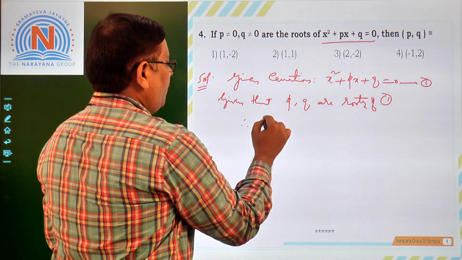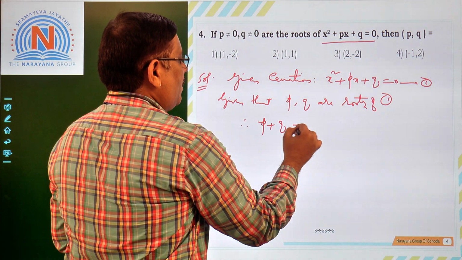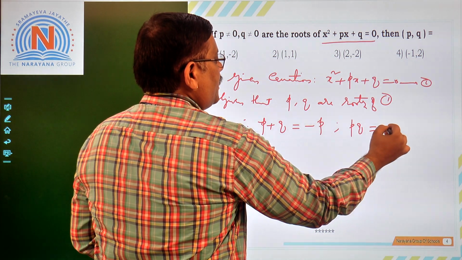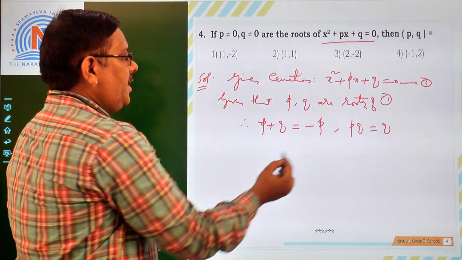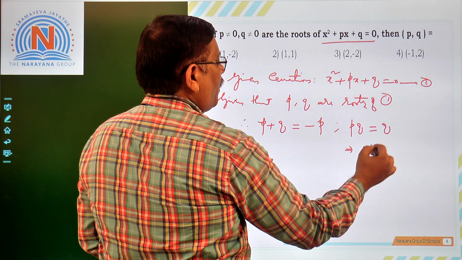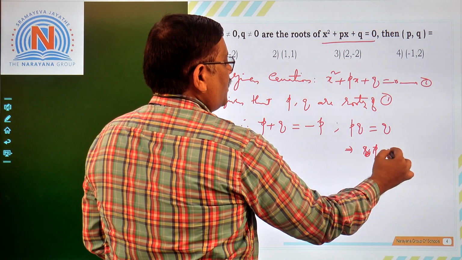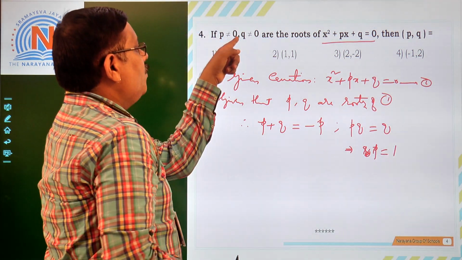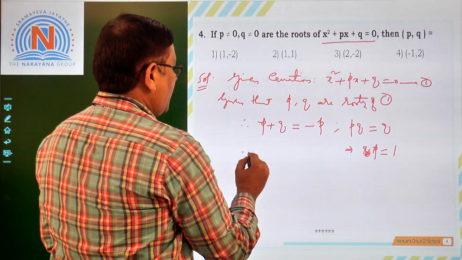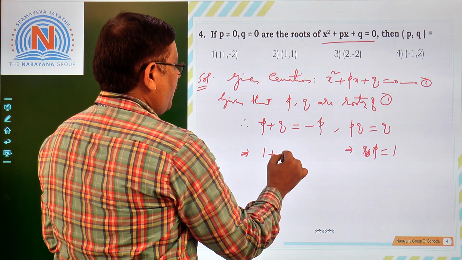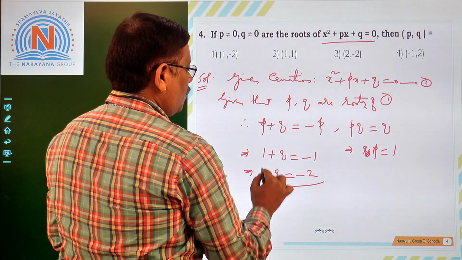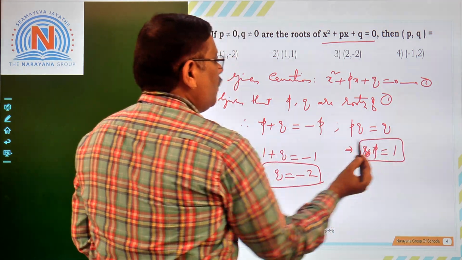Therefore, what can you say? p plus q, the sum of the roots, is minus p. Next, the product of the roots, p into q, is equal to q. If p into q is q, obviously the q cancels here. So we can say the value of p is equal to q by q, that is 1. Because q is a non-zero value, q by q is valid. So p is 1. If you write p as 1 here, 1 plus q is equal to minus 1, thereby q will be minus 2. So q value minus 2 we got, p value we got as 1.